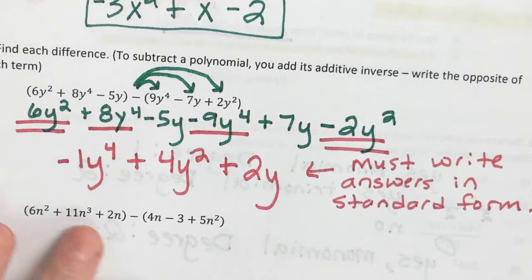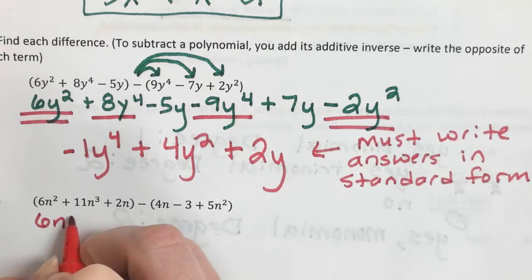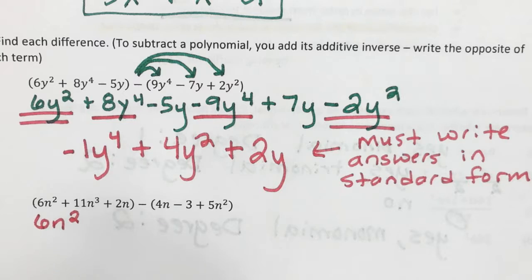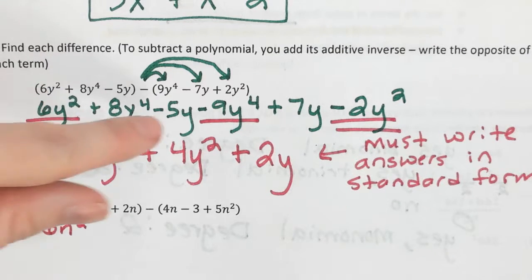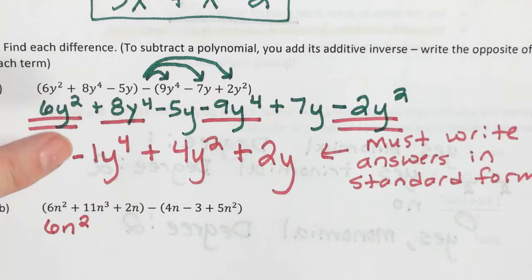Okay, now you can try B. So like we have to write it? Yeah. Some people will just do them in order, like they see them, and then rearrange them. That's fine too. I just like to do it as I'm combining like terms, to take me a step.